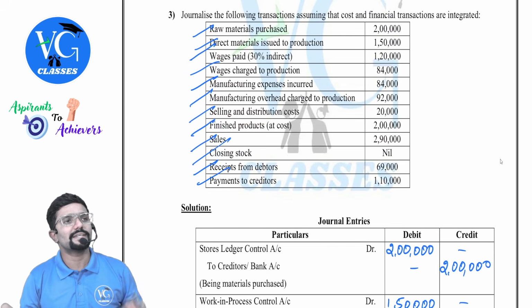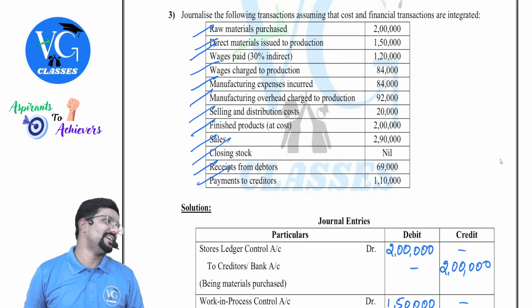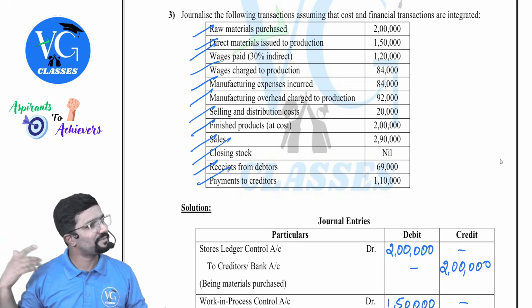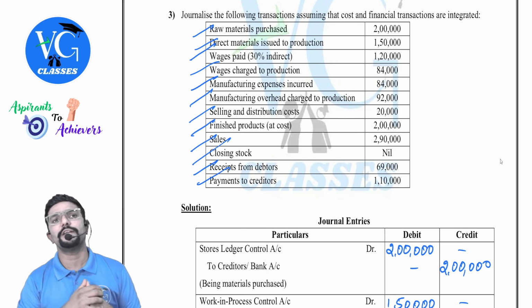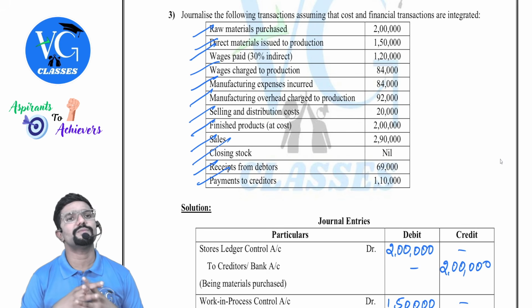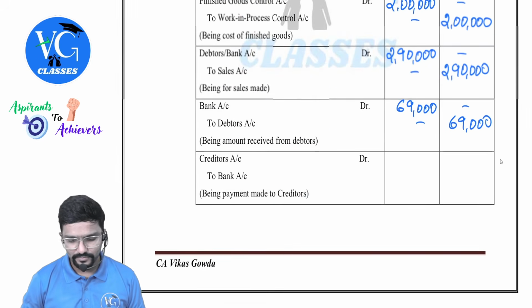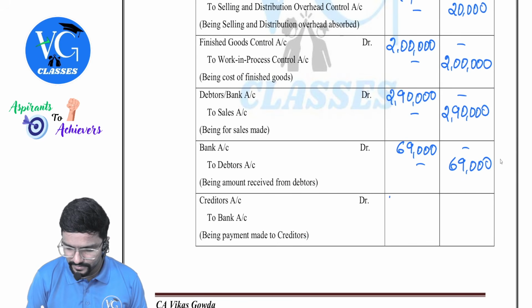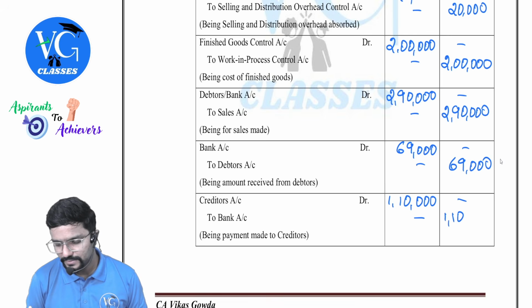Last one, payment to creditors. Guys, again under non-integrated, what would be the entry if you pass it? General ledger to general ledger, because both creditors and bank are replaced by the same account. But here, we are making the payment. Creditors had a credit balance. Now, if I have to pay them, it will be debited, to bank. My bank balance will go down. So the entry is creditors to bank, 1 lakh 10,000. That's all.